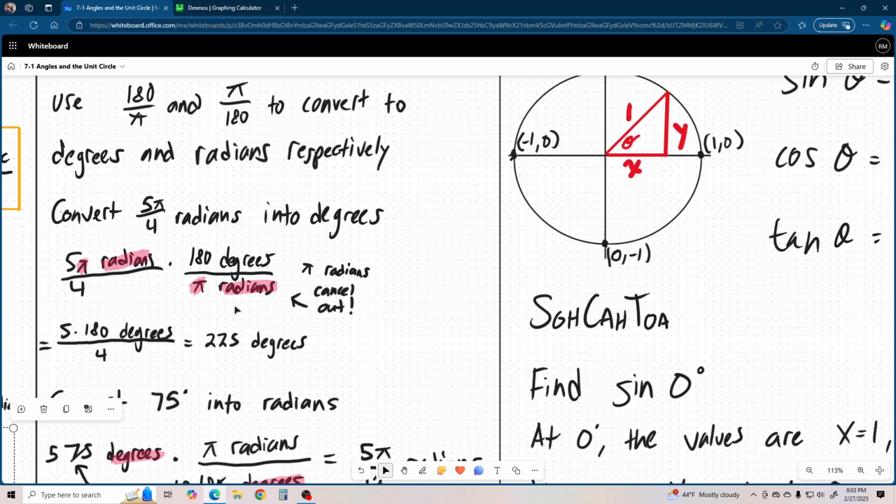So you'll notice that we have 5 pi radians up top here and pi radians down here. We can eliminate the pi, and we can eliminate radians, right? And we're left with 5 times 180 degrees, and then 4 on the bottom. So we have 5 times 180 degrees over 4, and if you do 5 times 180 divided by 4, you'll be left with 225 degrees. So in other words, 5 pi over 4 radians is 225 degrees.